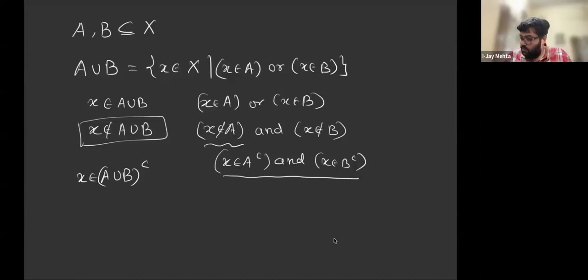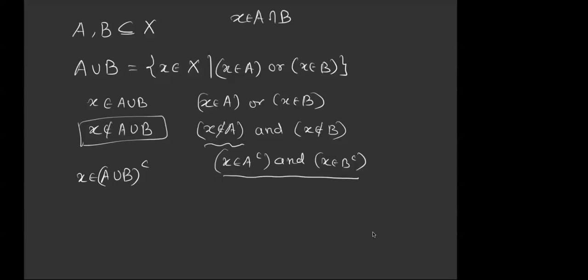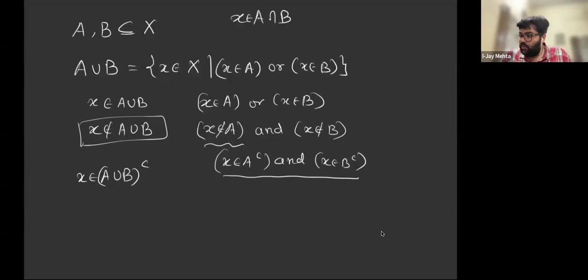So how do I write intersection? What do you mean by X belongs to A intersection B? Yes, sir. Sorry, sir. No problem. So that's also a way to see it. So how do I write this? What does this mean? X belongs to A intersection B.